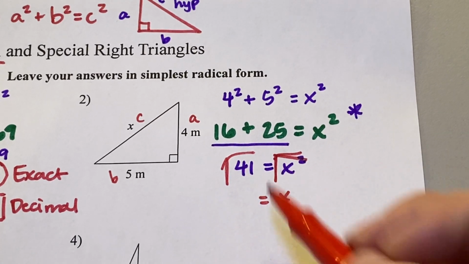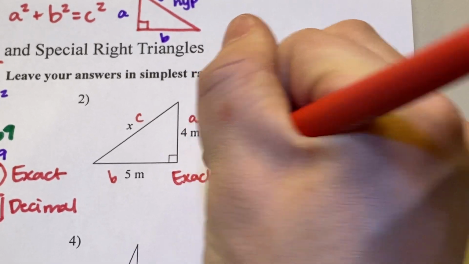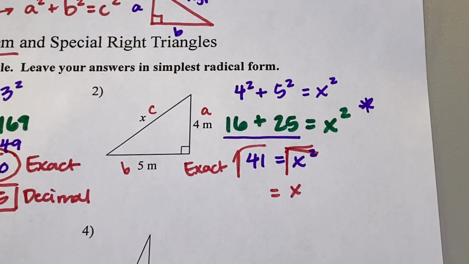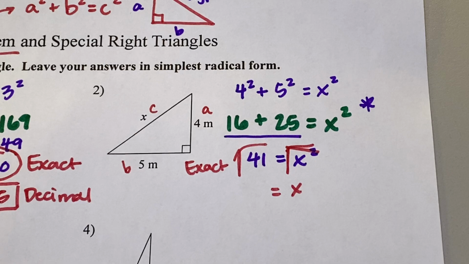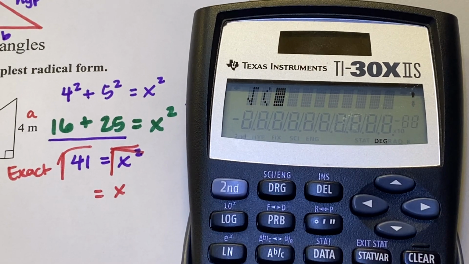Now, the square root of 41, remember that is our exact answer. Your assignment might ask for the exact answer. Then it might ask for the decimal. So this is where you bring out your calculator. Type in the square root of 41.